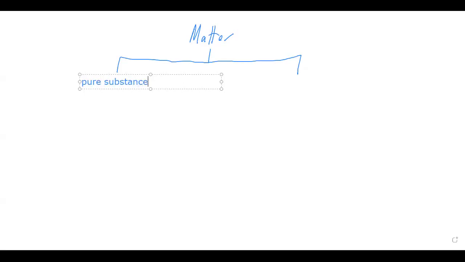So starting at the very top here, we're talking about matter. Now, matter is able to split into two different subgroups. On one side, we have what are called pure substances.